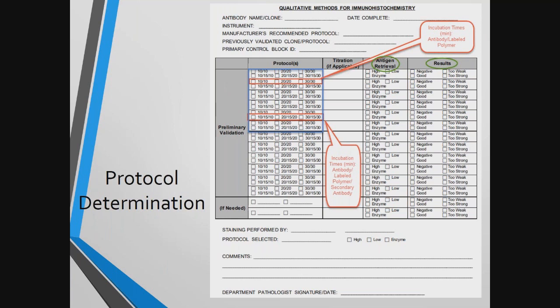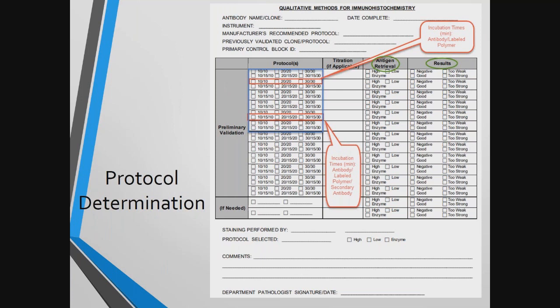Determination of the protocol is the first step in performing a validation or verification of assay performance. Determining the protocol that you are going to use is essentially deciding what kind of incubation periods you are going to use for the primary antibody, labeled polymer, and secondary antibody if one is used. And then what the antigen retrieval method is going to look like if that's needed.